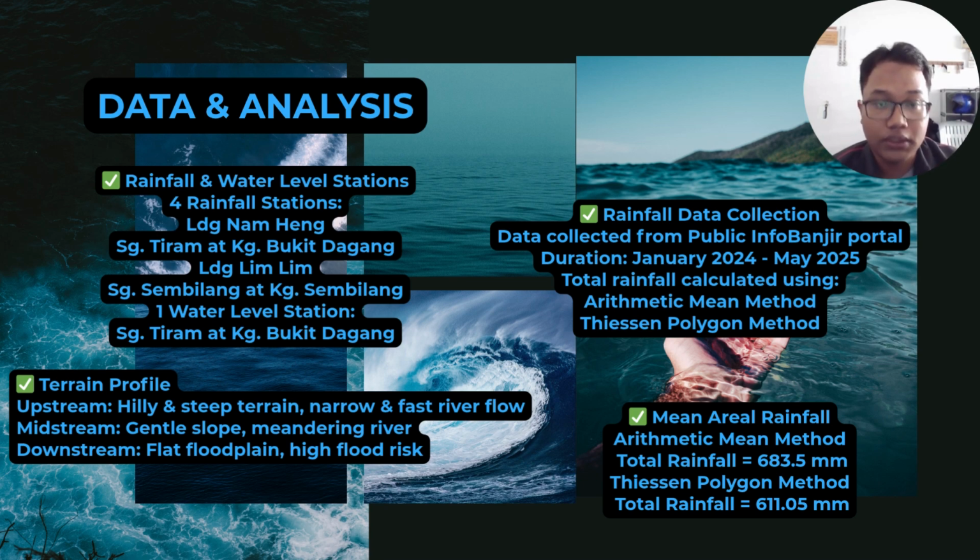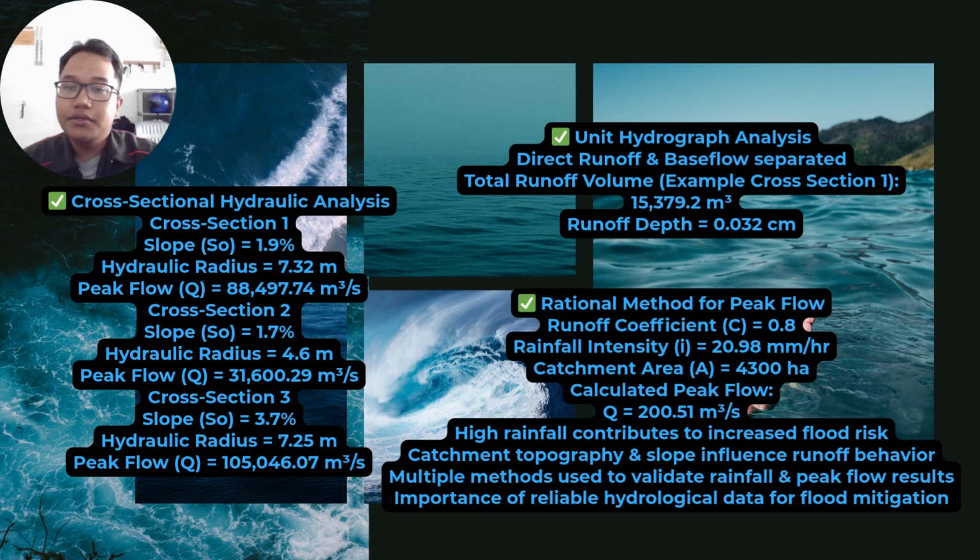Total rainfall was calculated using the arithmetic mean method and the Thiessen polygon method. Mean areal rainfall by the arithmetic mean method gave a total rainfall of 683.5 millimeter. The Thiessen polygon method gave a total rainfall of 605 millimeter. For the cross-sectional hydraulic analysis, we got three cross-sections.